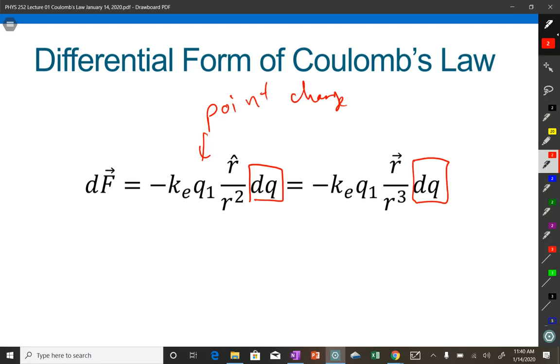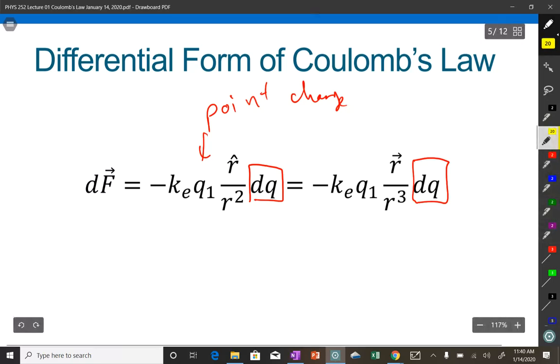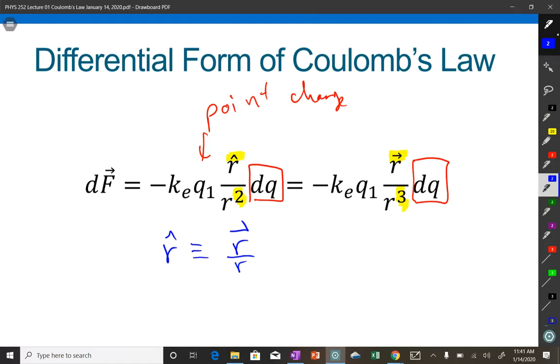Now, what's the difference between the left equation and the right equation? R is cubed, and we have an R vector versus an R hat, squared versus cubed. They're the same thing because R hat is defined as R vector divided by R. R hat is a unit vector pointing in the direction of R vector, and a unit vector means it has a magnitude of 1. So if you take the vector and divide by the magnitude of the vector, that gives you a magnitude of 1. So those two are exactly the same equation.